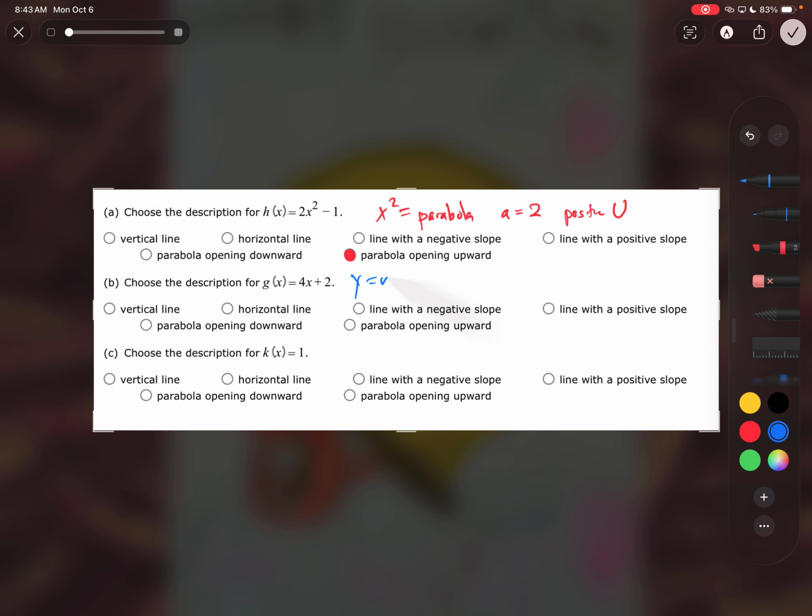This one kind of looks like y equals mx plus b. So we're talking about my m, the number in front of x. My m is 4, so that is positive, right? So if it's positive, it should have a positive slope. So a line with a positive slope. And the last one, this is like y equals 1. When it's y equals a number, it is a horizontal line.